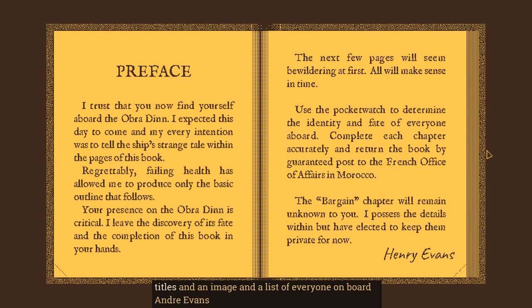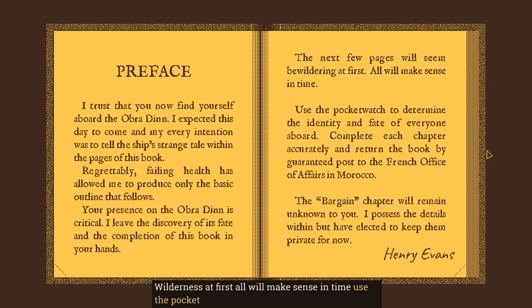Henry Evans wrote to us, "I trust that you now find yourself aboard the Obra Dinn. I expected this day to come, and my every intention was to tell the ship's strange tale within the pages of this book. Regrettably, failing health has allowed me to produce only the basic outline that follows. Your presence on the Obra Dinn is critical. I leave the discovery of its fate and the completion of this book in your hands. The next few pages will seem bewildering at first. All will make sense in time.